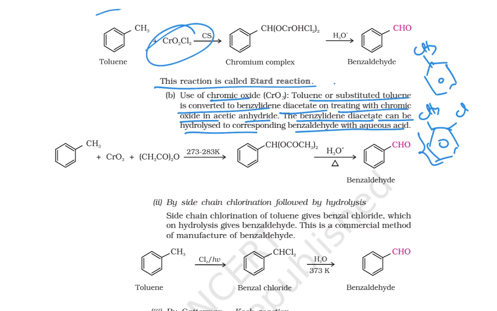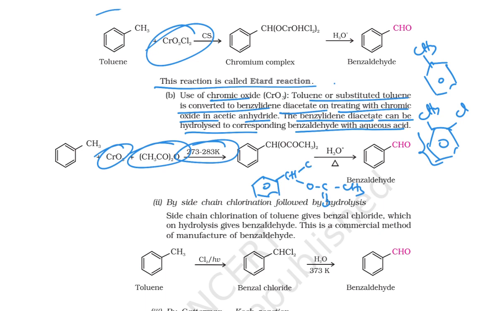Perfect. Look here. This is your chromic oxide, this is your acetic anhydride. When it reacts at 273 to 283 Kelvin, at that time your chromium complex will be formed, right? This is your anhydride complex. So O, C double bond O, CH3. Here also O, C double bond O, CH3 is there. When it reacts with water, this side hydrogen, here hydrogen, here hydrogen. So this becomes CHO, this becomes CHO. So your product is benzaldehyde.